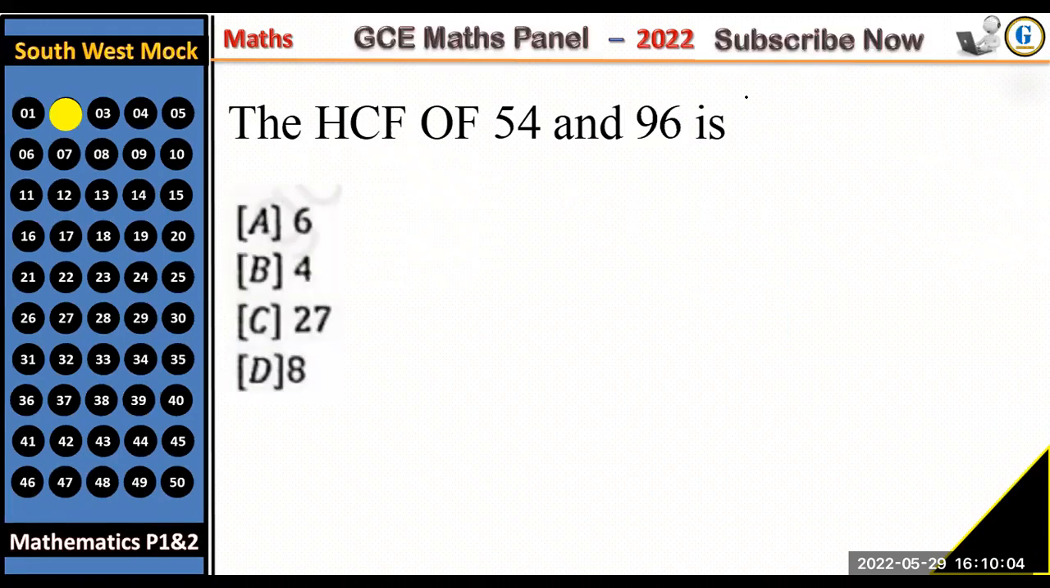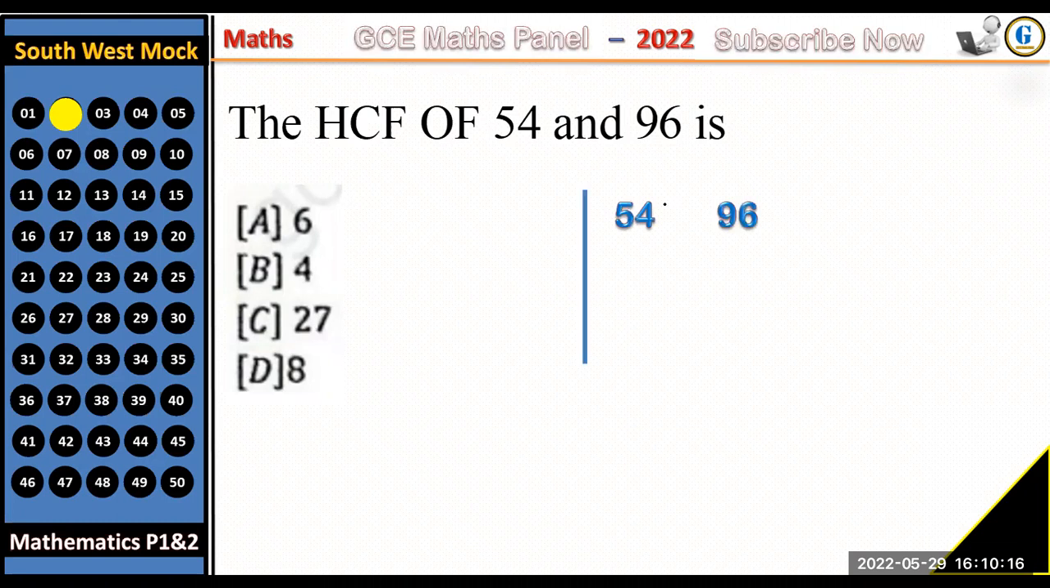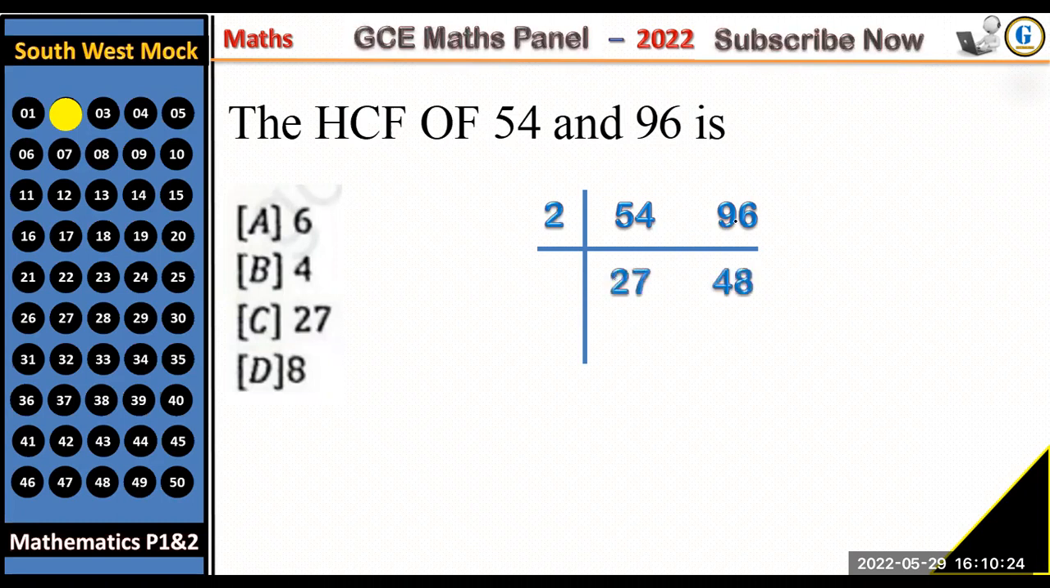So the next question is question 2. It reads, the HCF of 54 and 96 is. To find the highest common factor, we can use this method which we know already. So we have 54 and 96. We put a line, and we divide by 2, which is the first common factor. 54 divided by 2 gives us 27, and 96 divided by 2 gives us 48. Now 2 is no more common, but 3 is a common factor.